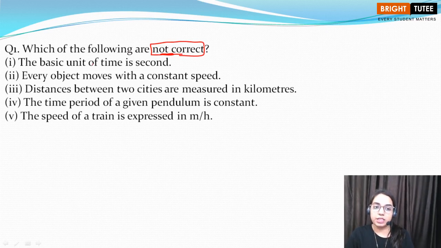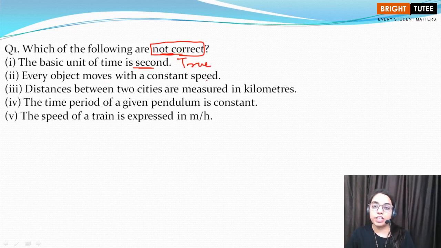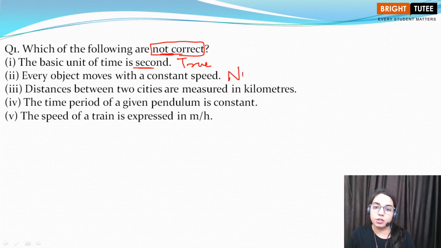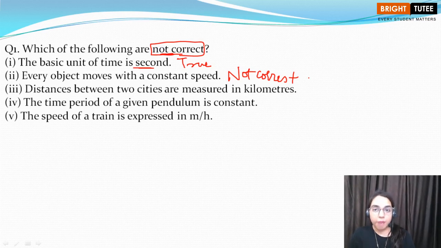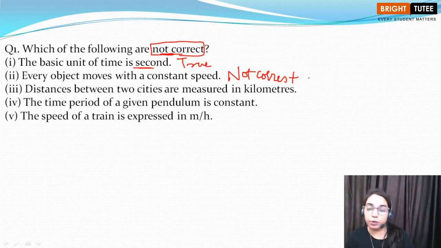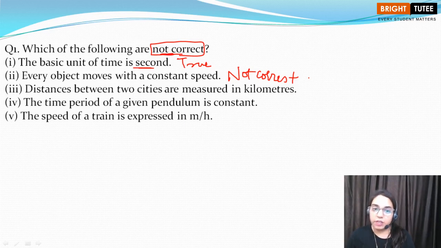The first part is, the basic unit of time is second, which is true. So this is correct. Next, every object moves with a constant speed. No children, this is false. This is not correct. Why? Because every object cannot move with constant speed. Suppose you have to go to market to purchase something and you are traveling by your two-wheeler or your bicycle. Can you go to the market with the constant speed? No, you cannot, because you'll have to alter the speed as per the traffic, right? So all the objects do not move with the constant speed.